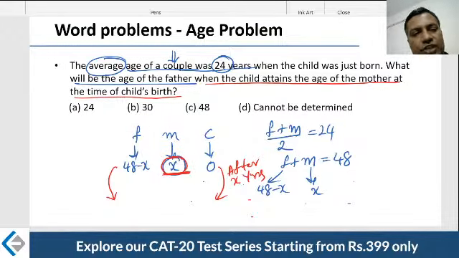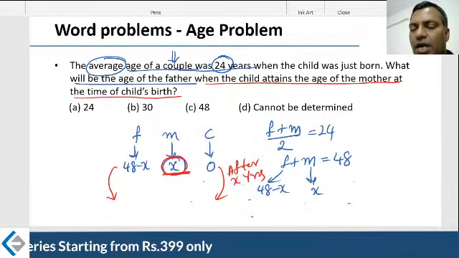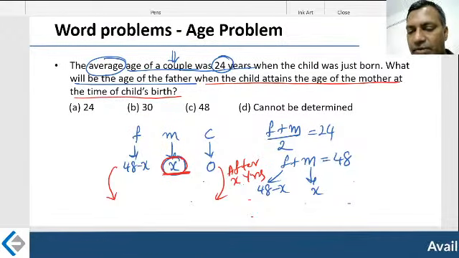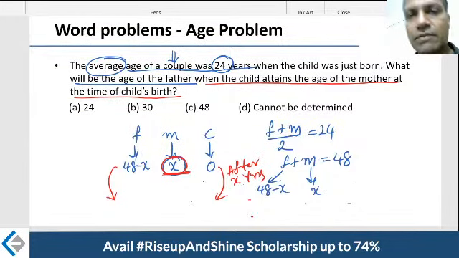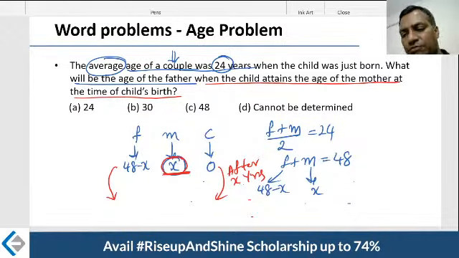For example, let us say that the child was 0 years and the mother was 25 years. When will the child become the mother's age? After 25 years. That is when the child will become the mother's age at the time of birth, because the child will never catch up with the mother's current age. Mother's age at the time of birth, right? Therefore, after how many years? x years. Therefore, plus x.